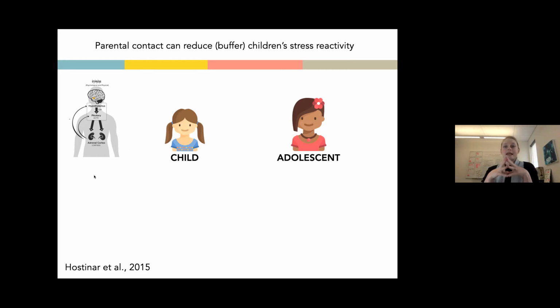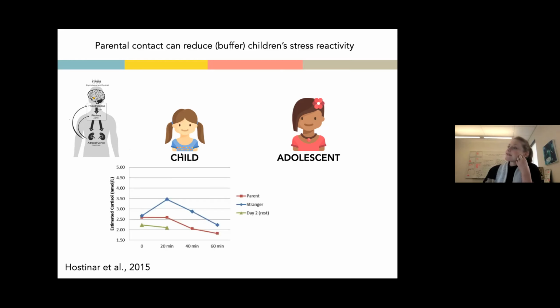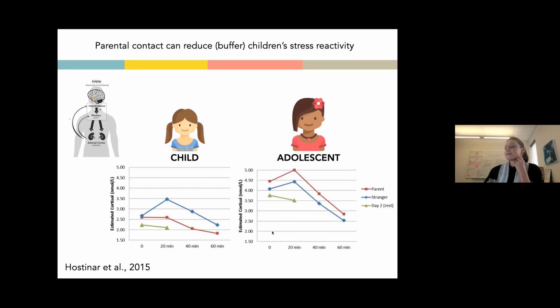They wanted to see whether preparing for the stressful event with someone supportive nearby, so with the parent nearby, would help to reduce those stress hormone levels. And what they found in children is that children who were able to prepare for the stressful event in the presence of their parent didn't show that big increase in stress hormone levels after the evaluative stress. However, those who prepared in the presence of a stranger did show that increase in cortisol levels. And this is relative to day 2, which is just at rest. So these are their baseline levels.